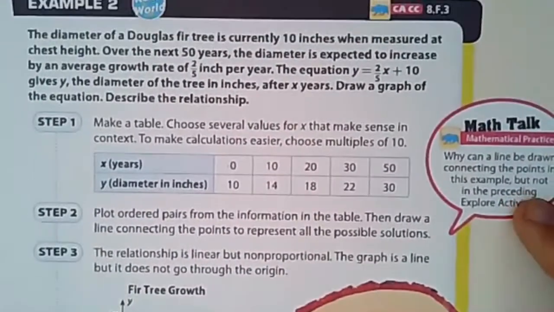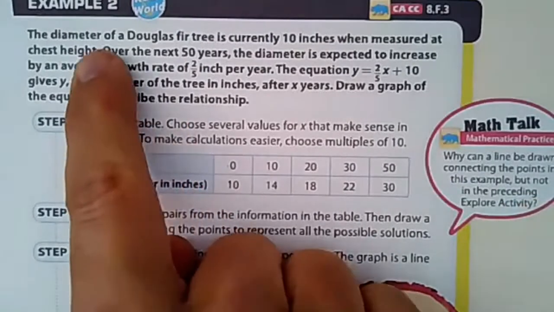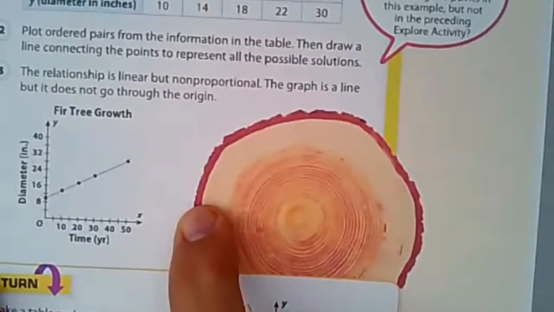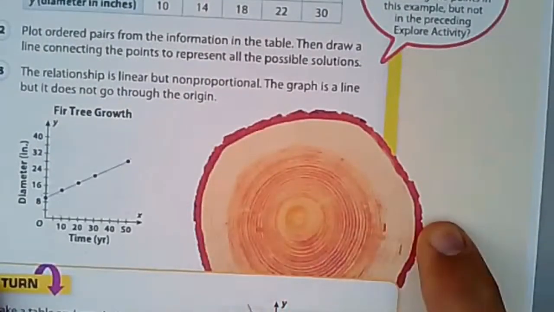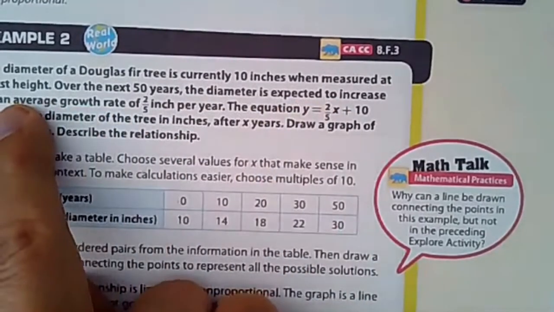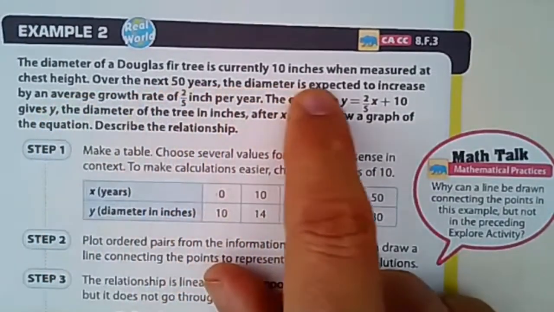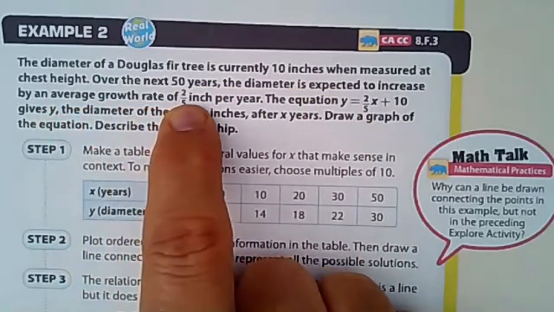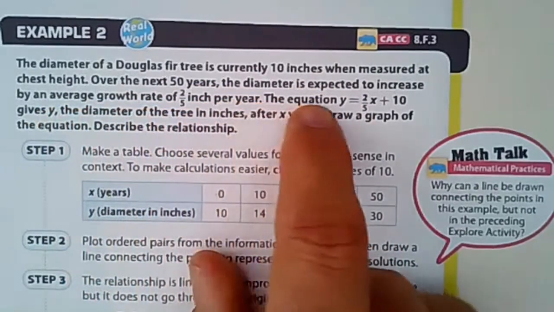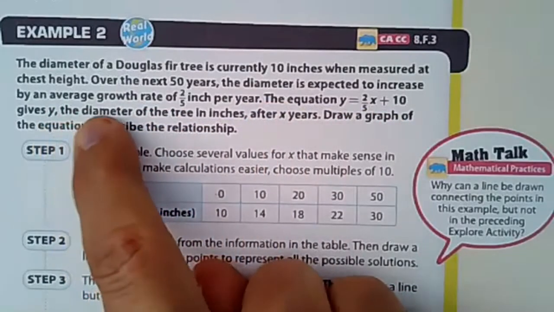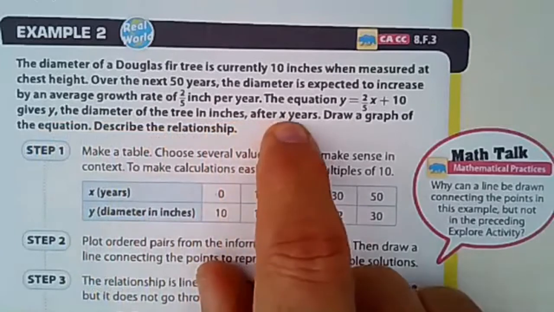In this situation, the diameter of a Douglas fir tree is currently 12 inches. So the diameter is from one end all the way to the other, going through the middle. Is measured at chest height. Okay, over the next 50 years, the diameter is expected to increase by an average growth rate of 2/5 inch per year. And this equation gives y, the diameter of the tree, in inches after x years.